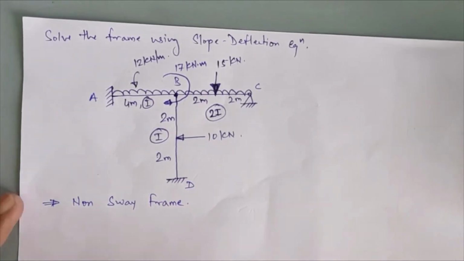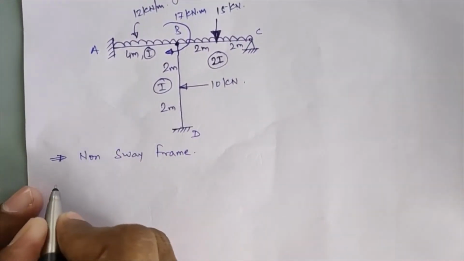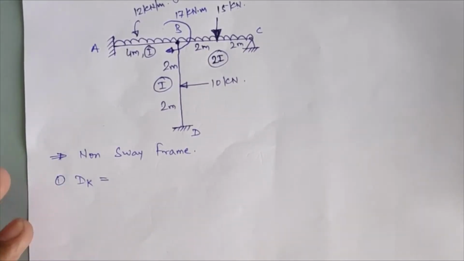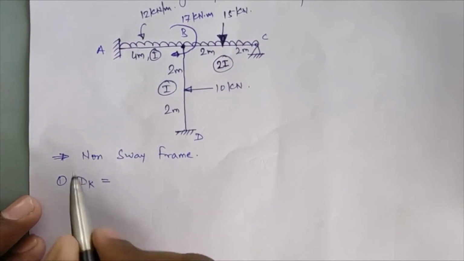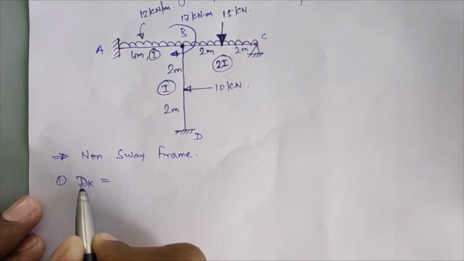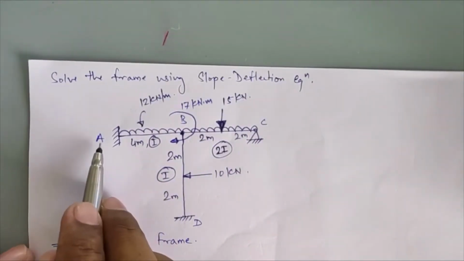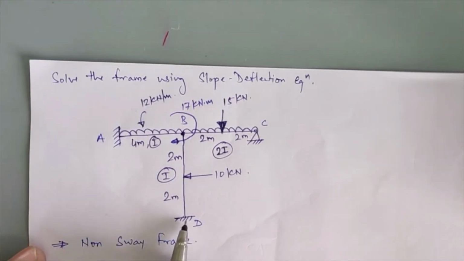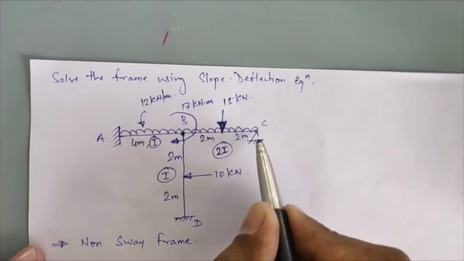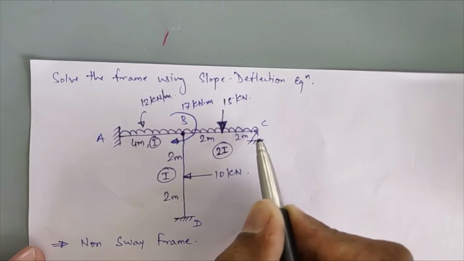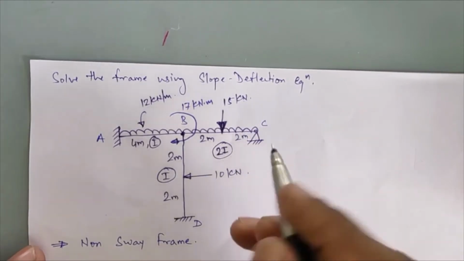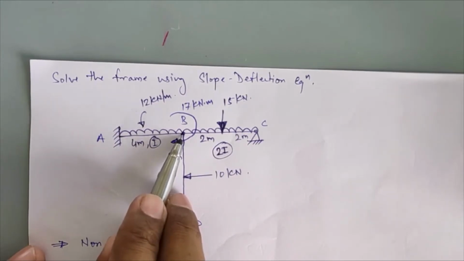Initially we'll proceed with our first step, that is, we calculate the value of dk. dk is the degree of kinematic indeterminacy, which is based on your support conditions. For support A, which is fixed, the dk value will remain 0. In the same way, support D is also fixed, so here also the dk value will remain 0. Here you have support C, which will have one dk value, that is theta C.